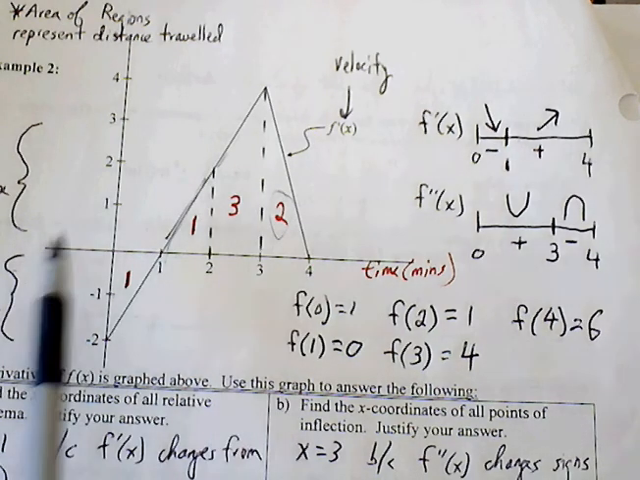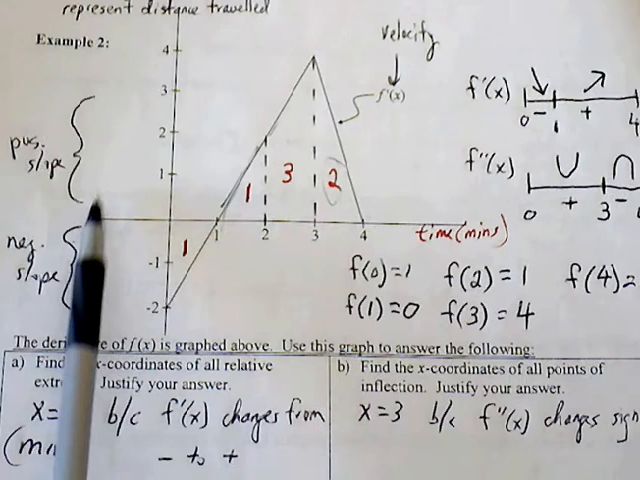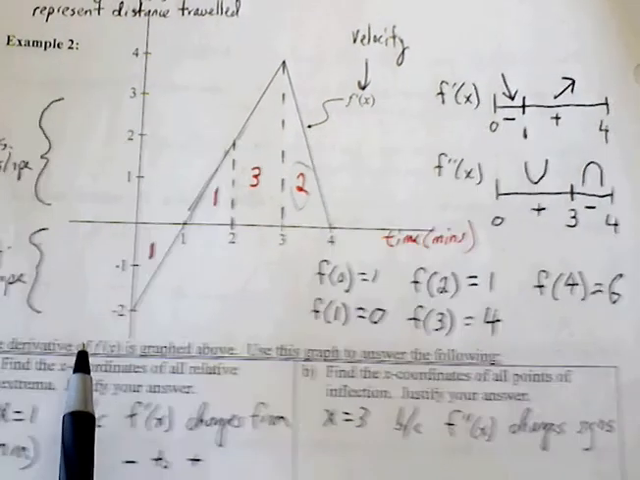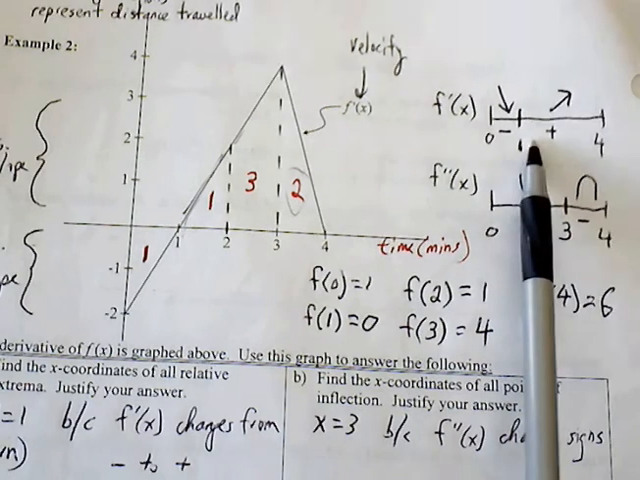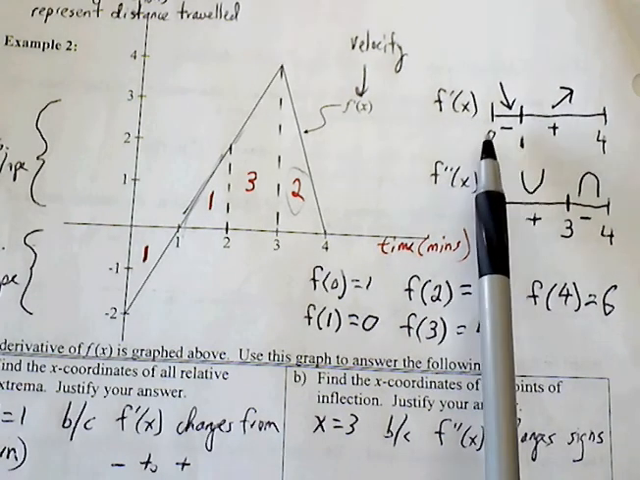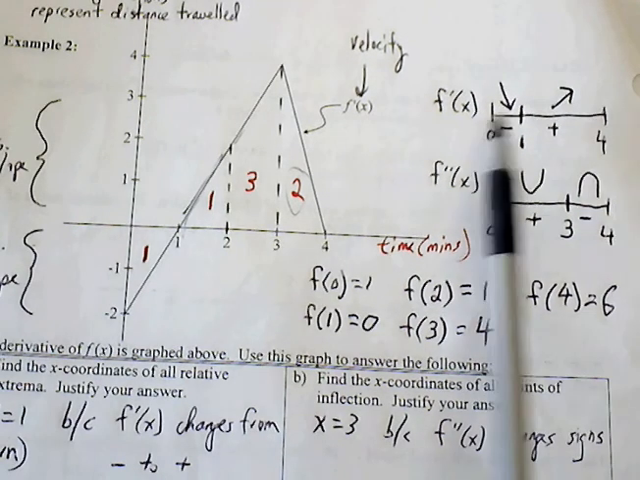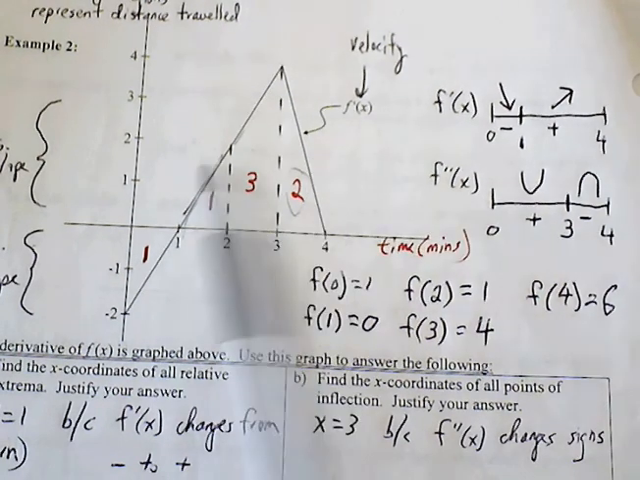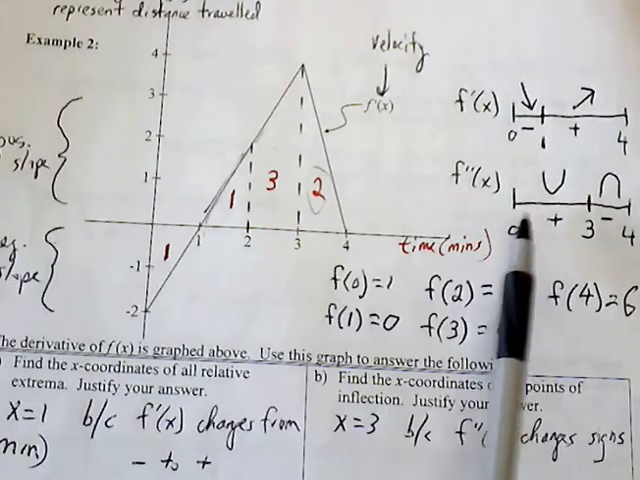Positive slope will be regions above the x-axis. Negative slope represents regions below the x-axis. So we can create our sign line. Critical point is at 1, and then 0 and 4 are the endpoints. Negative slope below, and positive slope for the regions above the x-axis.